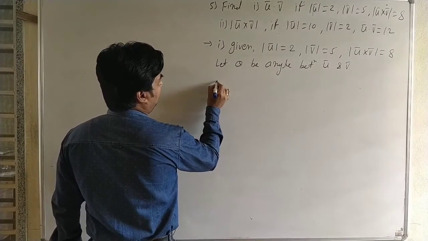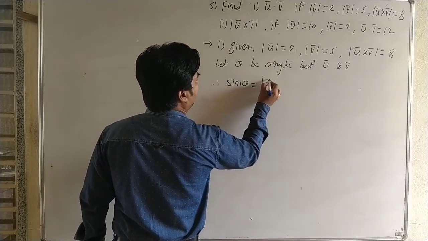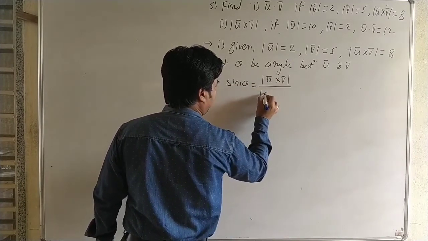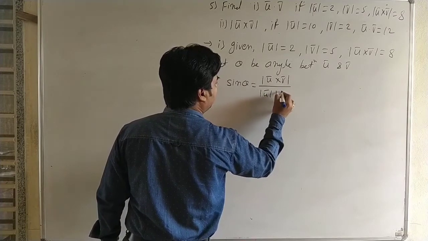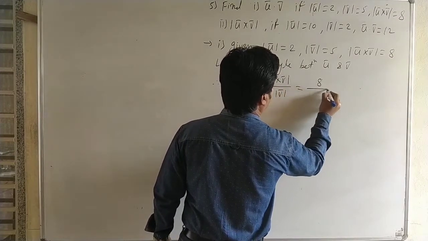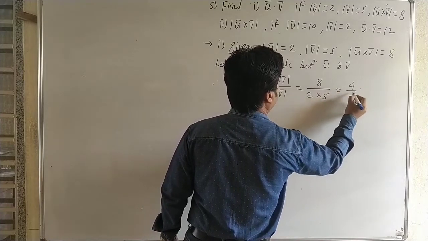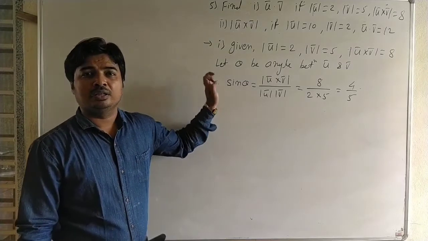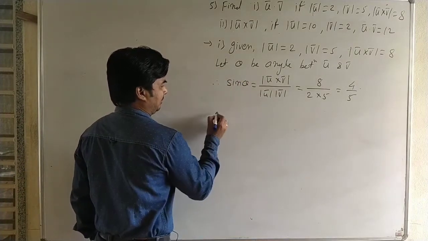Then therefore you can write sin theta is equal to magnitude of u bar cross phi bar upon magnitude of u bar, magnitude of phi bar. Both values are given. Therefore it is 8 upon 2 into 5, and then it is 4 by 5. 4 by 5 is the value of sin theta, but we want to find the value of cos theta. Therefore here we use the trigonometric identity.